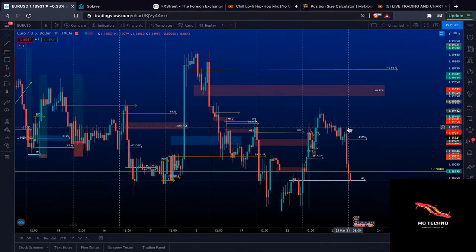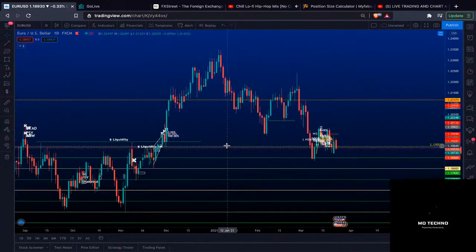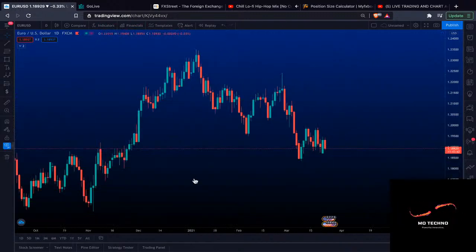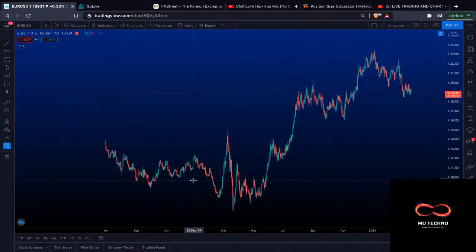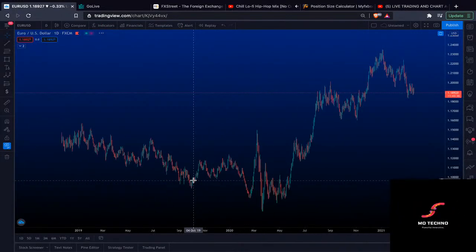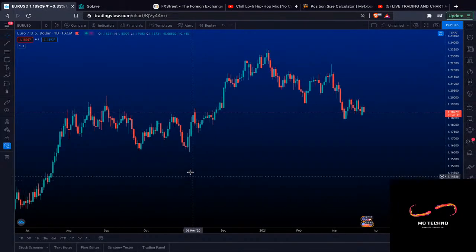Now, Euro USD, let's start from the daily time frame. If I would take away all drawings on the daily, what do I see? I see a pretty bullish scenario. So I look around this area over here.